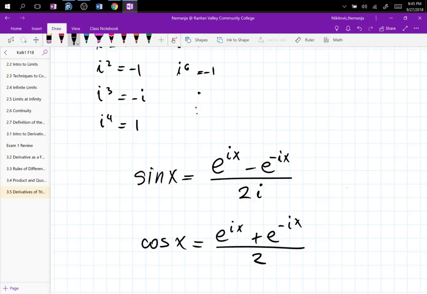Plus e to the minus ix divided by 2i. And what's left? The bottom. So I took the derivative of the sine in the e form, and followed the rule. This is complex variables, okay? This happens after all of your differential equations, like in a 300 or 400 level course.